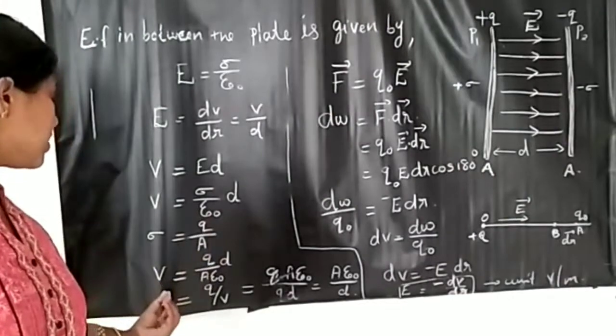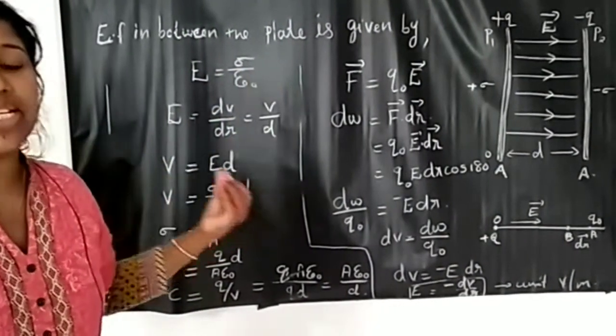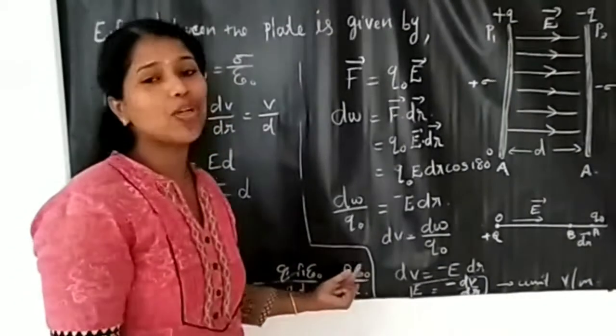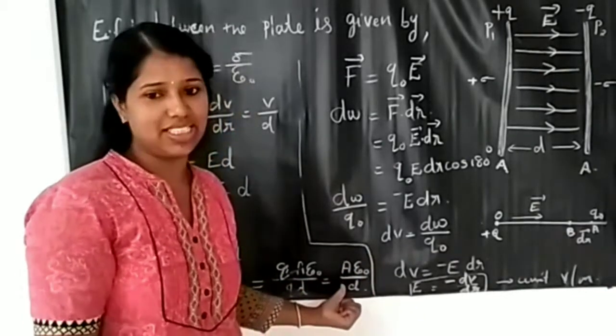That means the capacitance of this parallel plate capacitor is directly proportional to the area and inversely proportional to the distance.